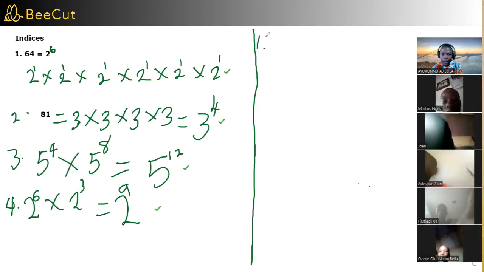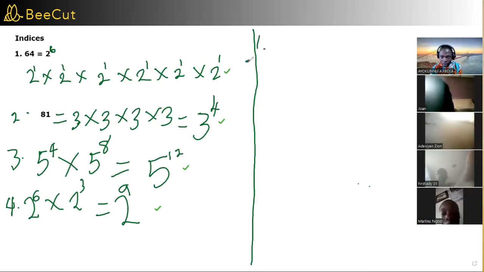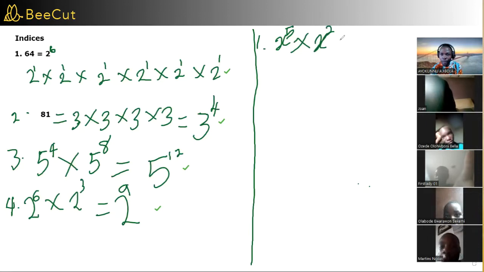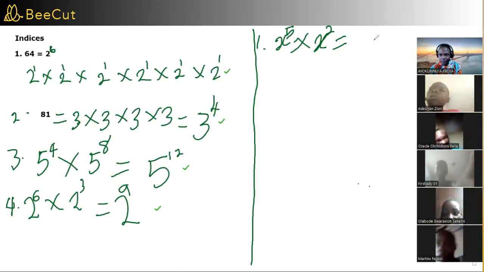So, Erin, this is your question. Let's say I have X raised to power 5 times X raised to power 2. What will be the answer, Erin? Only Erin. X raised to power 7. Very good. That is very good of you. So that is X raised to power 7, because 5 plus 2 gives us 7.